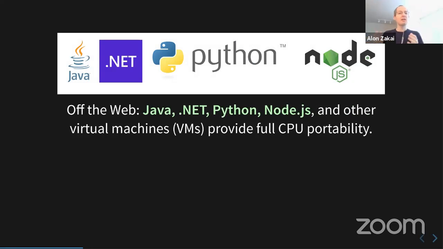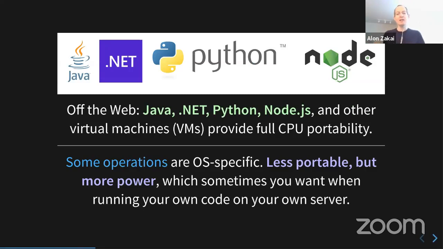Off the web, we have things like Java, .NET, Python, Node.js, and other virtual machines. And these VMs provide full CPU portability in one way or another. In Java and .NET, they have a bytecode format. And in Python and Node, they run script languages, so it's just source code anyway.